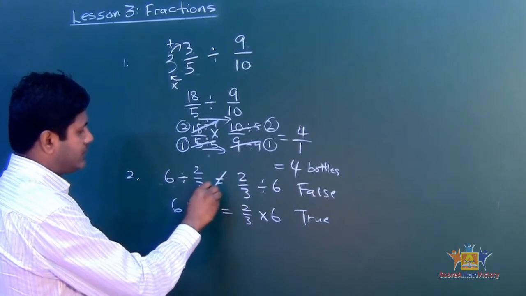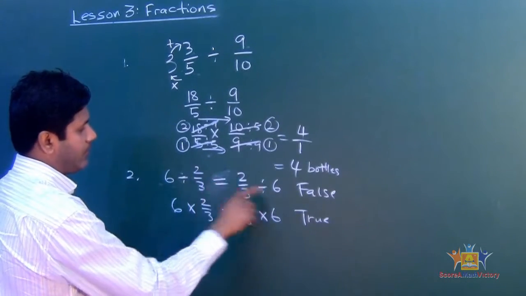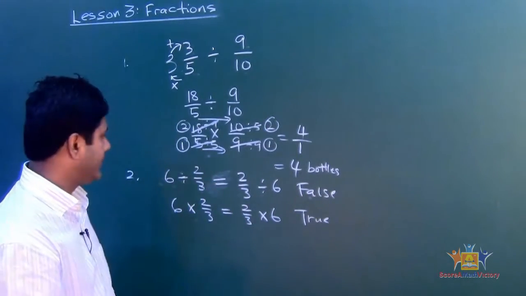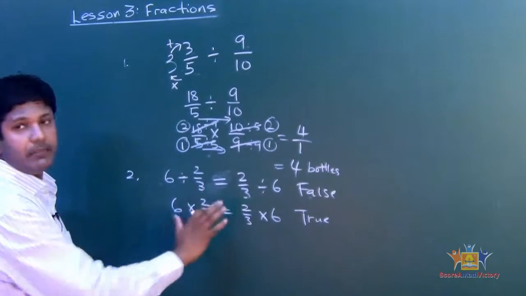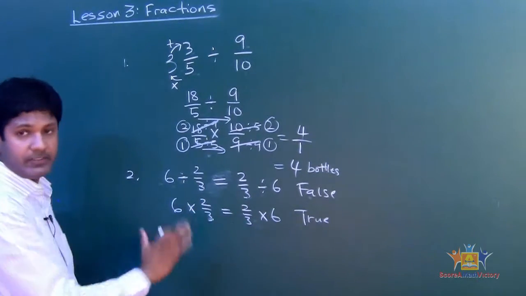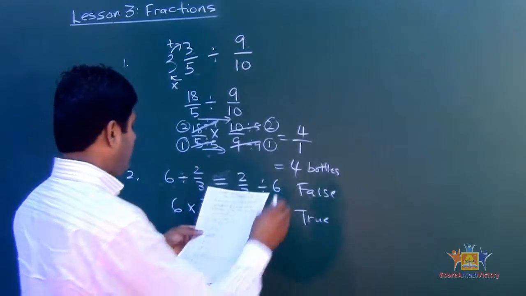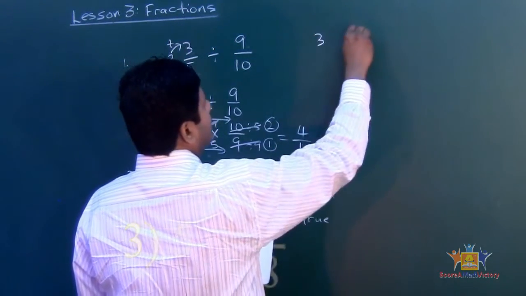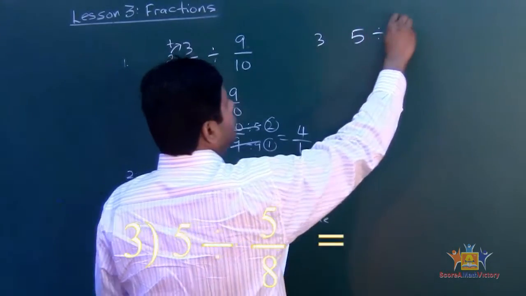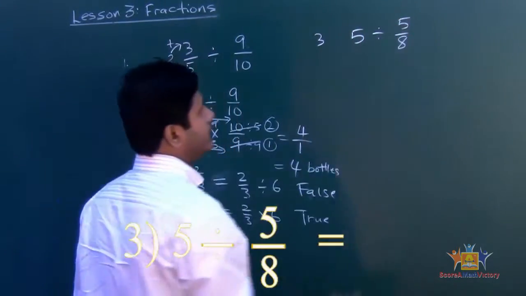So this is not. All right, but let me leave it that way because we're saying it's false, otherwise it will be misleading. They're not the same. Good, but they are the same if it's multiplication. Okay, let's look at problem number 3. Problem number 3, we're given 5 divided by 5 over 8.